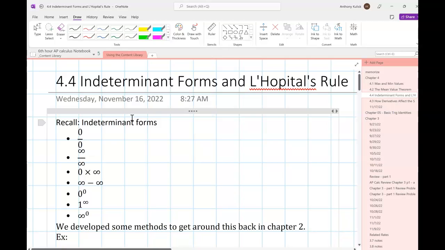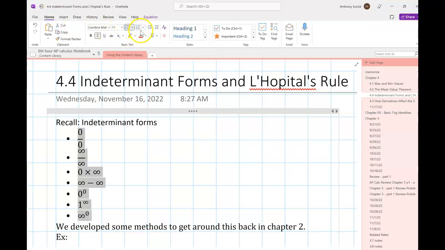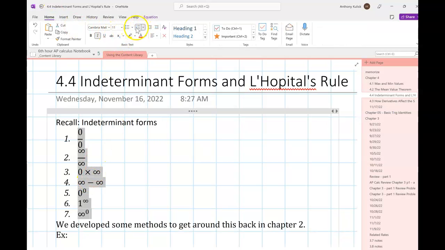All right. So in section 4.4, we're going to take a trip back down memory lane to chapter 2. Remember in chapter 2 when we were dealing with limits? Oftentimes we ran into these indeterminate forms when we were trying to evaluate a limit, like 0 over 0 or infinity over infinity. And there were actually seven of these indeterminate forms.